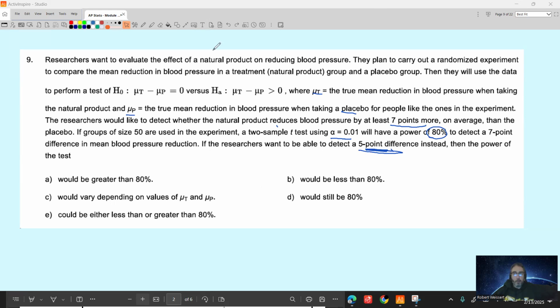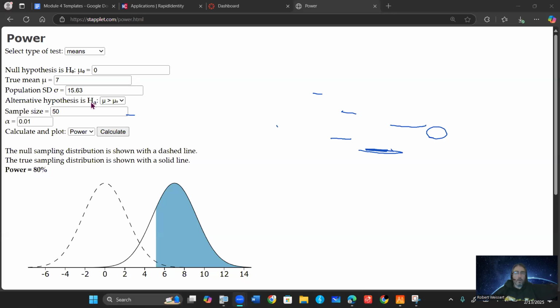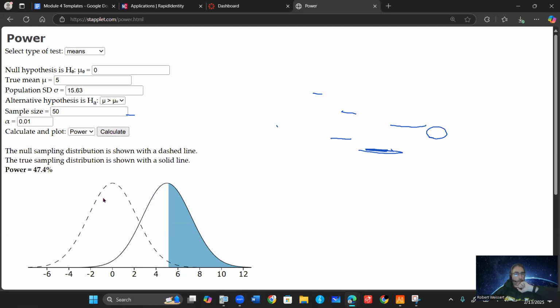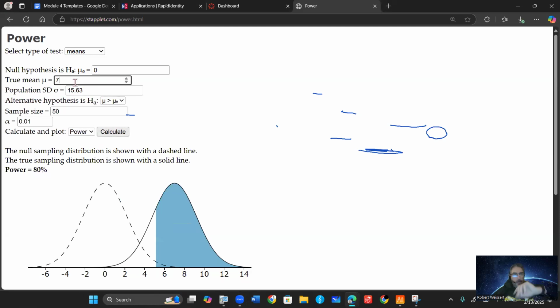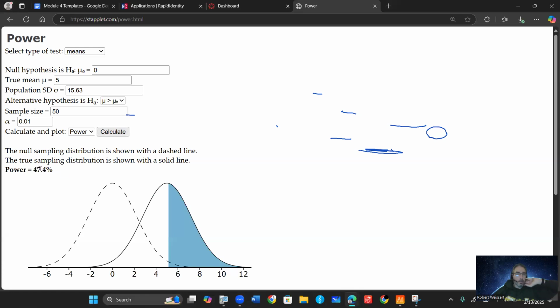And let's do a little visual here. All right, I have a little power simulator hooked up here so we can see. Power is really a hard thing to kind of grasp. So I have some parameters set. And the idea is, what happens if I want the true mean to be, instead of 7 points off, 5 points off? So if I do that, notice that the power went down. Let me show you that again real quick. I'm at 7, and if I take that difference and make it smaller, then certainly there's going to be less power to the test.